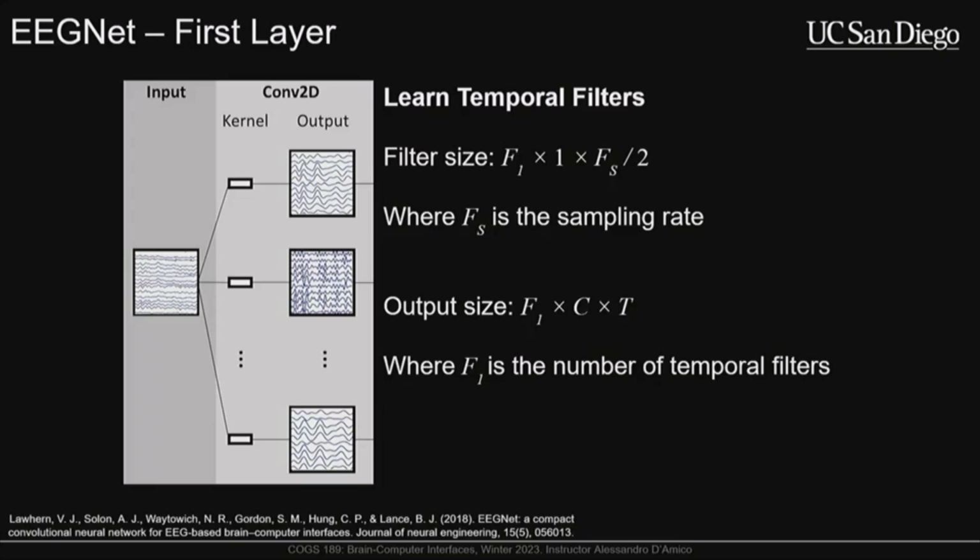And then the output of this layer is going to be the number of filters, so let's say this is either 4 or 8, by the number of channels by the number of time points. So the number of time points and the number of channels have still been preserved. But now, rather than being a 1 by C by T, it's the number of temporal filters.